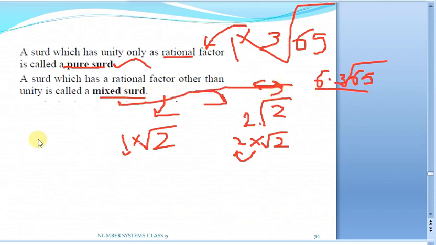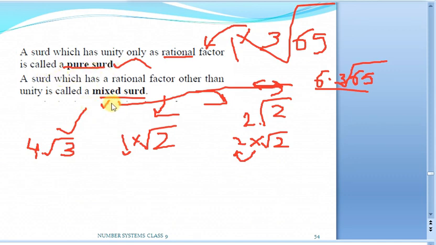Let us take one more example. Like this, is it a mixed surd or not? Yes, it is going to be a mixed surd. Why? Because square root of 3 is being multiplied by one more factor which is rational in nature. Since a factor other than 1 is there, it is going to be a mixed one, not a pure one. So that is the definition of pure surd and mixed surd.